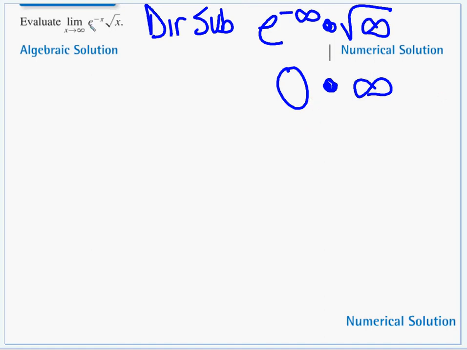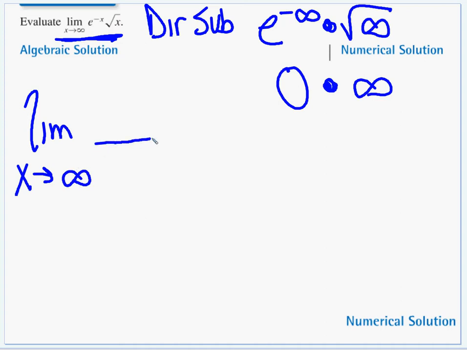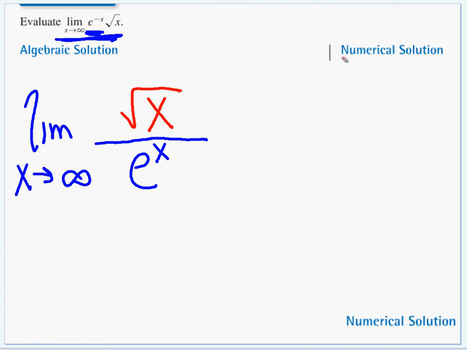Let's go back to the original here. Can we rewrite it? The first thing that jumps out at my eye is that e to the negative x. What can we do with negative exponents? Well, we can move them downstairs and make the exponent go positive. So e to the negative x in the numerator becomes e to the positive x in the denominator, and we're going to leave the root of x alone. So now at least it's in the form of a fraction, and we can try direct sub again.